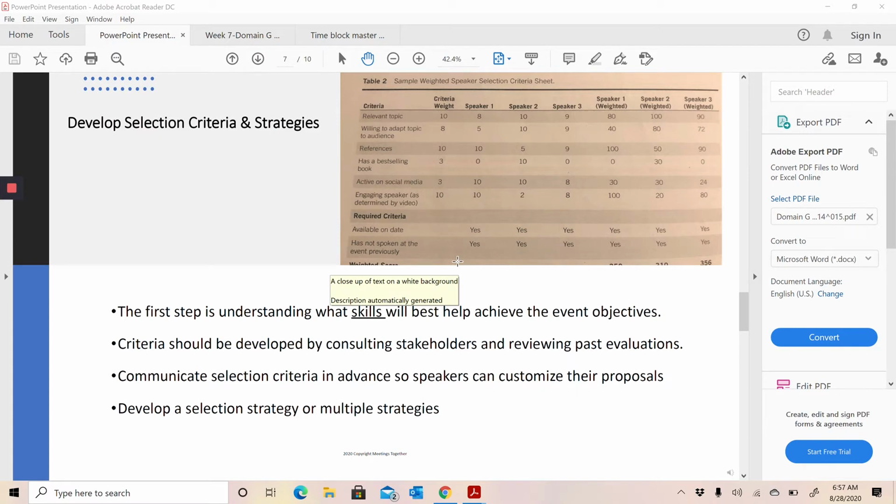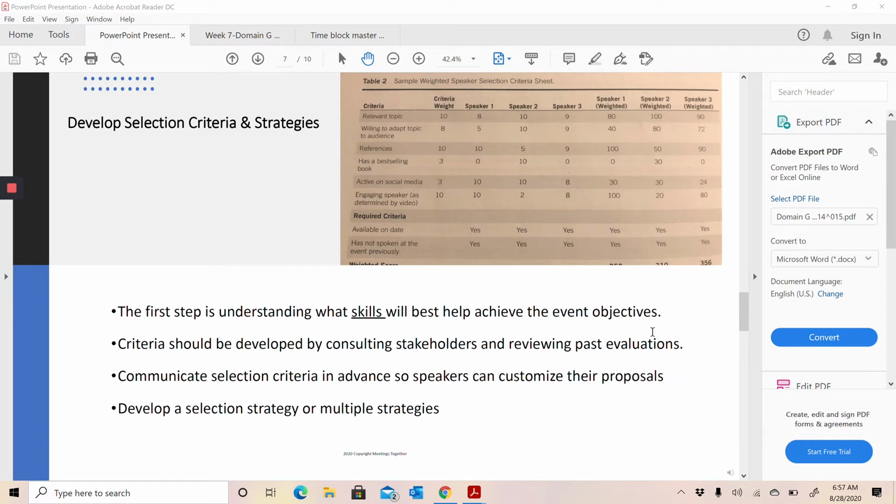So then when you're selecting, you want to come up with a selection criteria and strategy. This is from the EIC book. The first step is understanding what skills will best help achieve the event objectives. So again, hiring that keynote speaker, the female NFL coach, is going to go towards the objectives of the event. Hiring a male for this Women in Events wouldn't make sense. So you always want to make sure that you're understanding the needs of the attendees and the objectives.